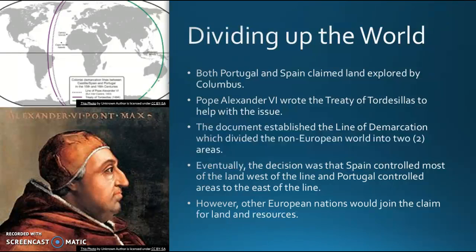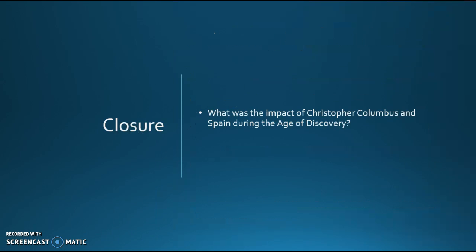Now, even though Portugal and Spain believed that they would be the ones controlling this area, we're going to see other European nations join the claim for land and resources pretty soon after as well. All right, so our closure here. What was the impact of Christopher Columbus and Spain during the Age of Discovery? Think about Columbus's goals. What was he looking for? How did those goals lead to him discovering this new world, these new continents, this new region of the world? And then how did that impact the rest of the world, especially with coming into conflict with Portugal and with the Treaty of Tordesillas as well?